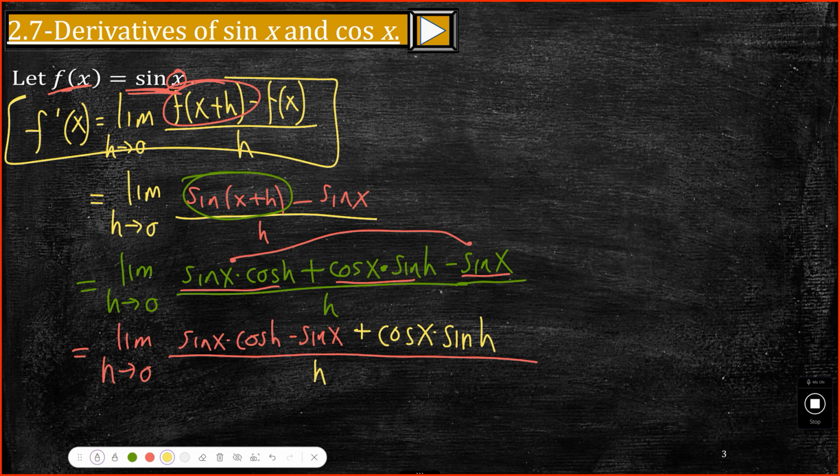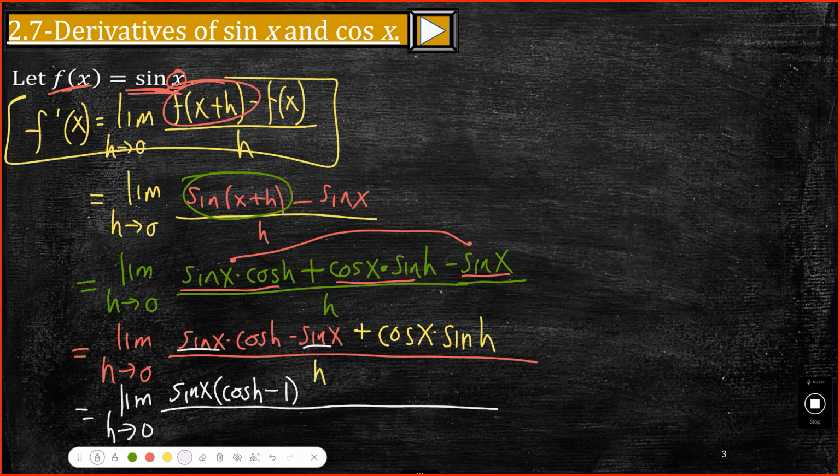Then I'm going to factor out sine x from these two. Let's do that. So this is going to equal the limit as h approaches 0 of, factor out the sine x, and then I'm going to have cosine h minus 1, plus cosine x times sine h, over h.